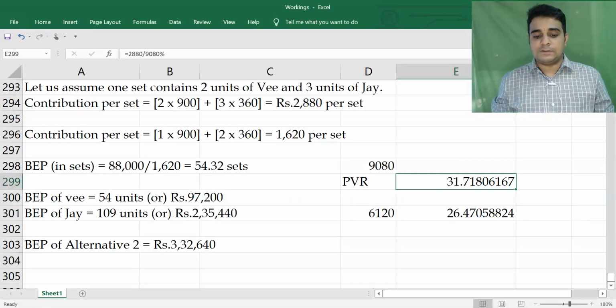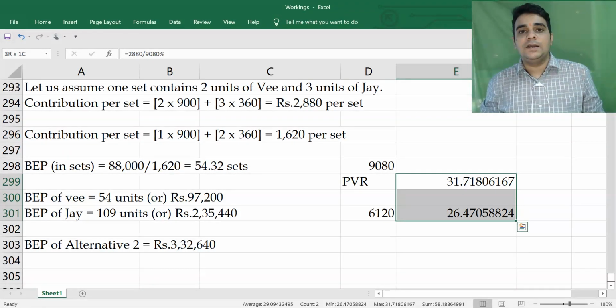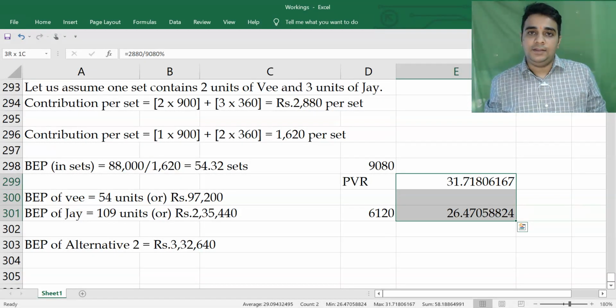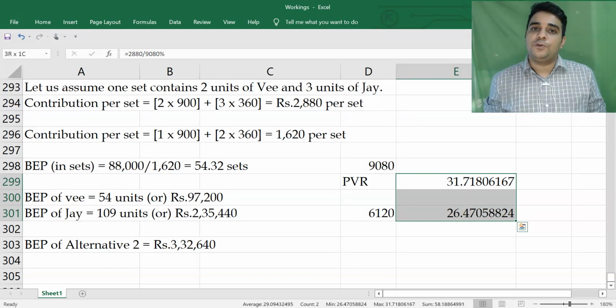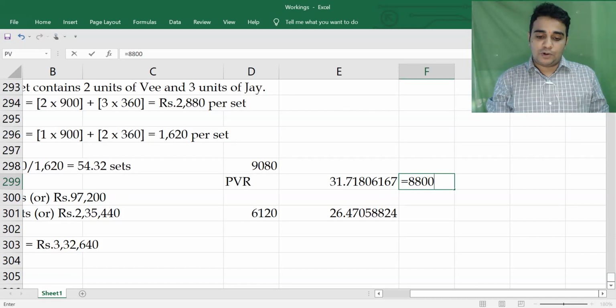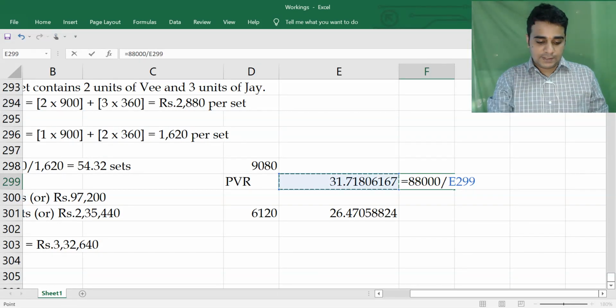So this has better profitability. The second alternative has lower profitability. So net in the end, you will see the first alternative to be the better one. In fact, the break even point of the first alternative would have been closer to this 88,000 by this number.